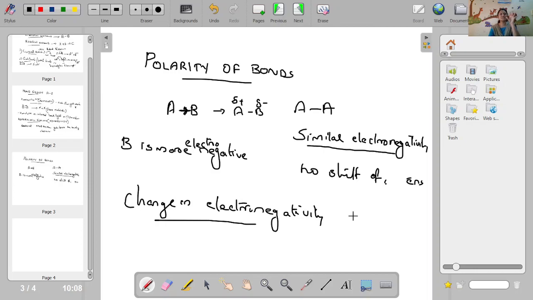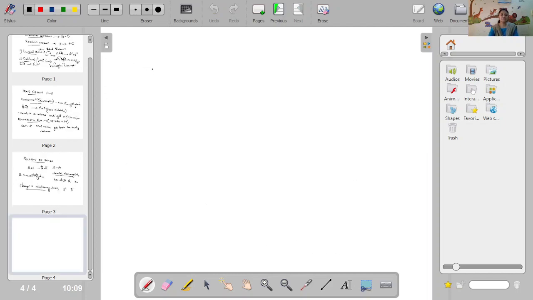Okay, polarity means when two atoms with different electronegativities are there, there is a shift of electrons towards the more electronegative atom. As a result, the more electronegative atom becomes partially negative and the less electronegative atom becomes partially positive, delta positive and delta negative. And this type of charge development is called polarity. Okay, so a polar bond or polarity is indicated by the symbol delta plus and delta minus.